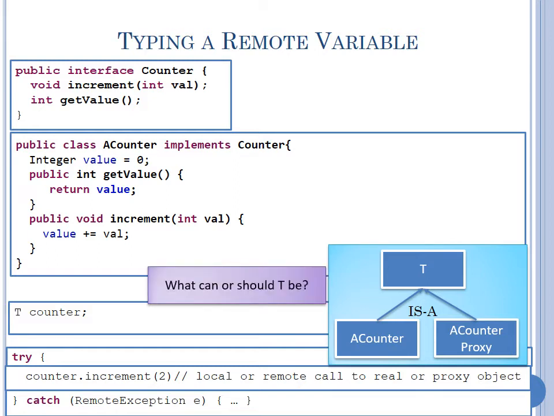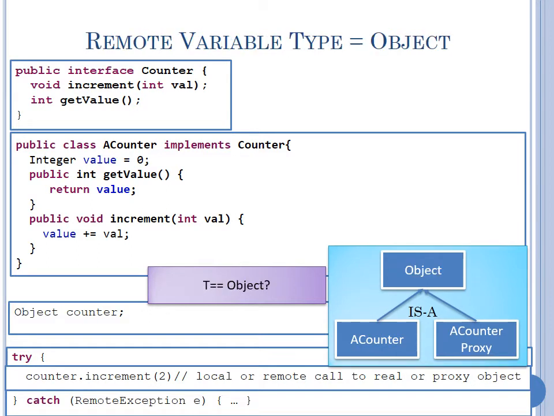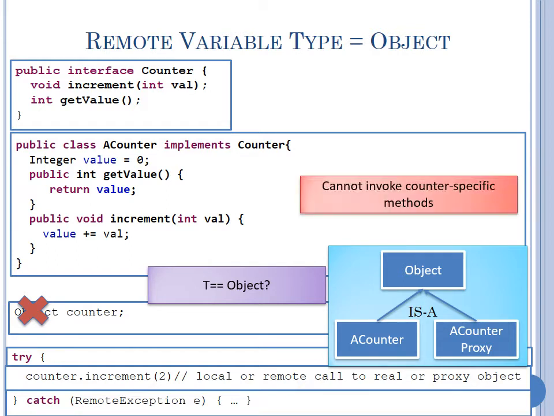So let us see the different ways in which we can meet this constraint and argue whether these solutions work or not. One is to make it Object. Every class is an Object, so we satisfy the property. But then we get into the obvious problem that we can't invoke counter-specific methods without casting it. We don't want to cast, so that won't work. That's why we don't type things as Object. We type things with a specific type.